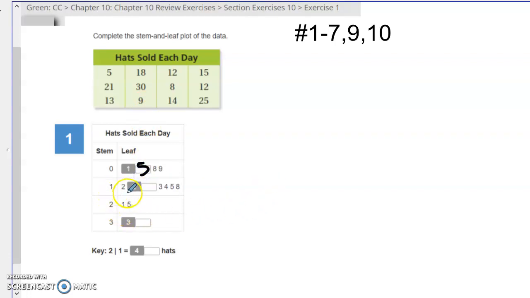Next digit would be 12 here, and I can cross that one off. And then I see I have another 12, so the number that has to go into this spot here would be 12, and then that would complete the rest in that box. The 2s are already finished, and then we have 3s. Well, I only see 130 there, so that means it has to be a 0 that has to go into that box there. And then I have to complete the key. 2-1 would equal 21 hats. So I would fill in 21 and then submit that question there.